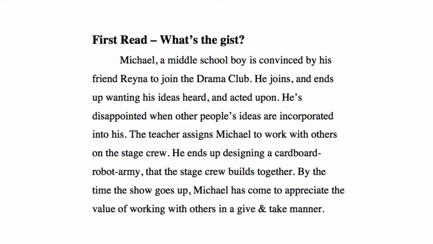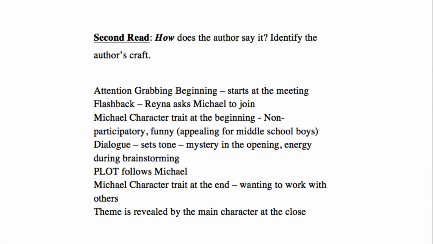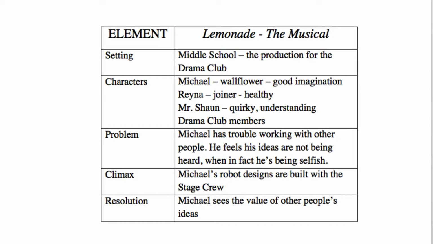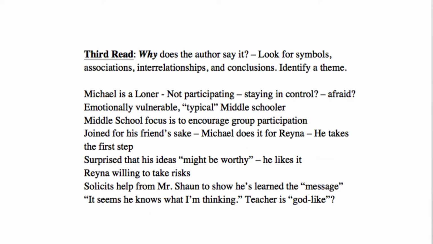First read. What does the author say? What's the gist? Second read. How does the author say it? Identify the author's craft. Complete a table of the story elements. Third read. Why does the author say it? Look for symbols, associations, interrelationships, and conclusions. Identify a theme.